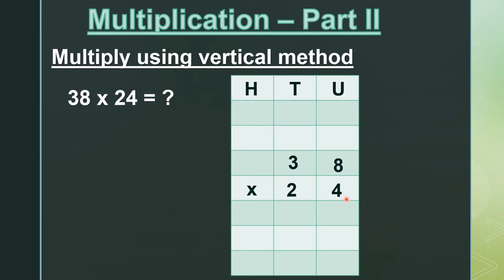Now we see that we have to multiply by a 2-digit number. So first we take the units place number and multiply 38. That is 4 8s are 32. We write 2 here. 3 is carried to tens place. 4 3s are 12. 12 plus 3 is 15. So we write 15 here, 5 in tens place.